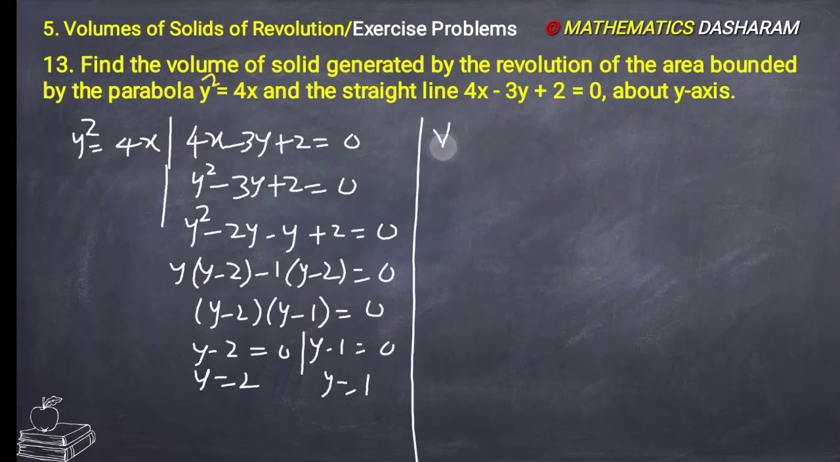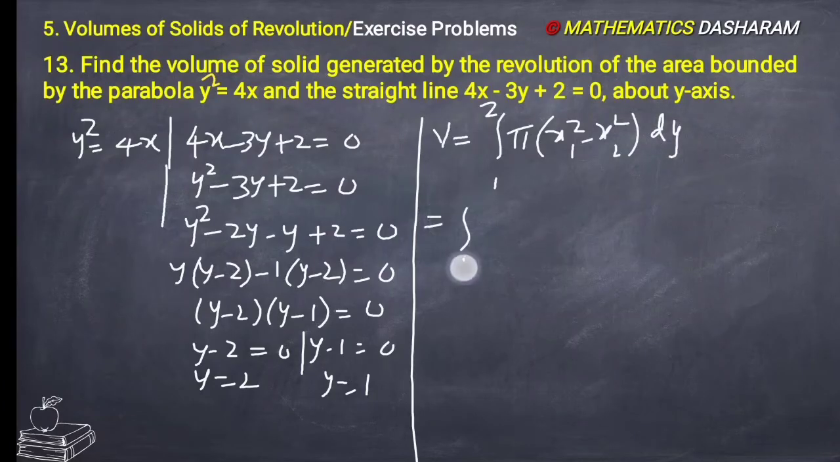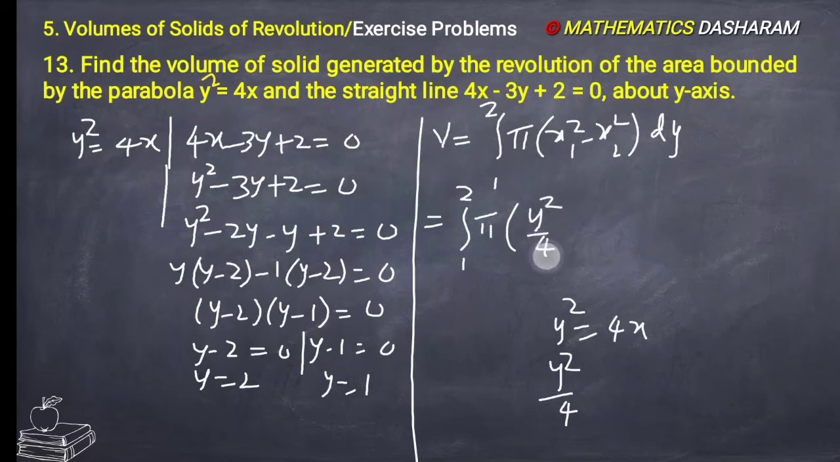So therefore the volume v equals to integration 1 to 2 pi y1 square minus x1 square minus x2 square dy. So integration 1 to 2 pi bracket of here x1 square. The first curve is what? Y square equals to 4x now. From this x value, y square by 4. So y square by 4 whole square minus.